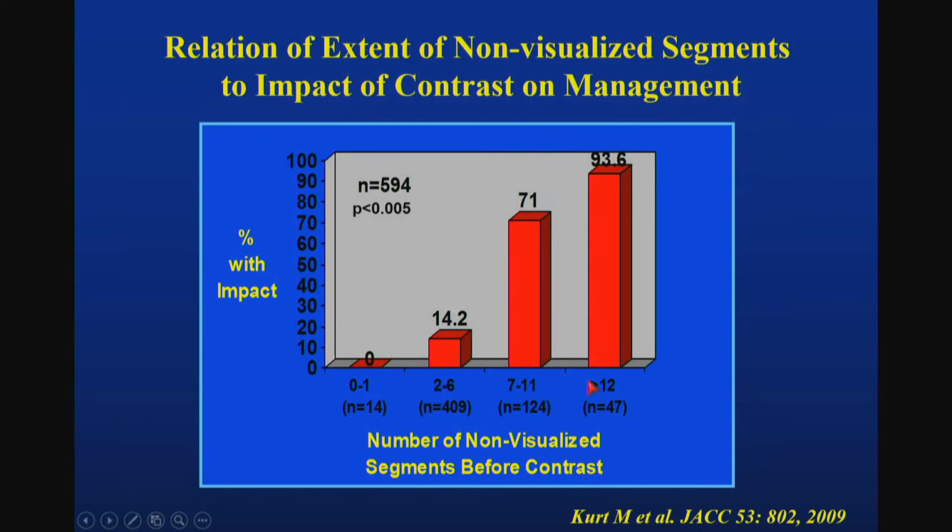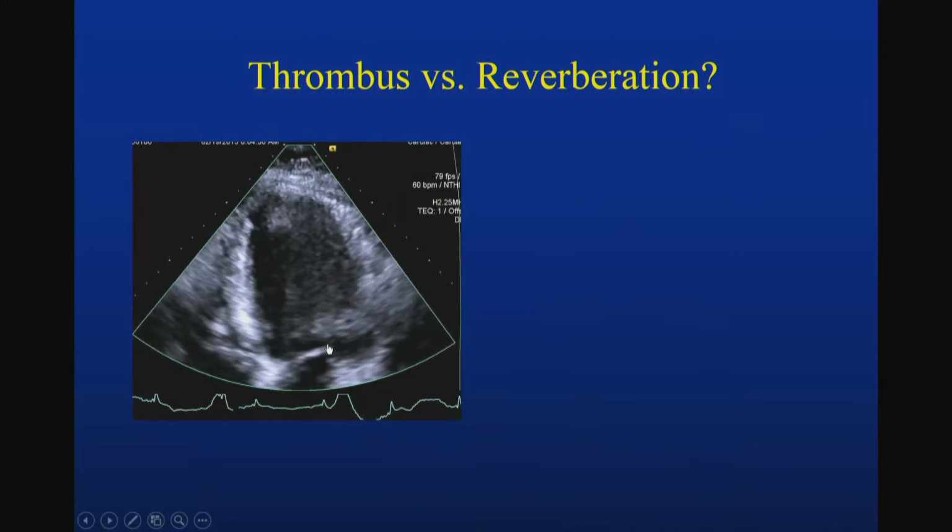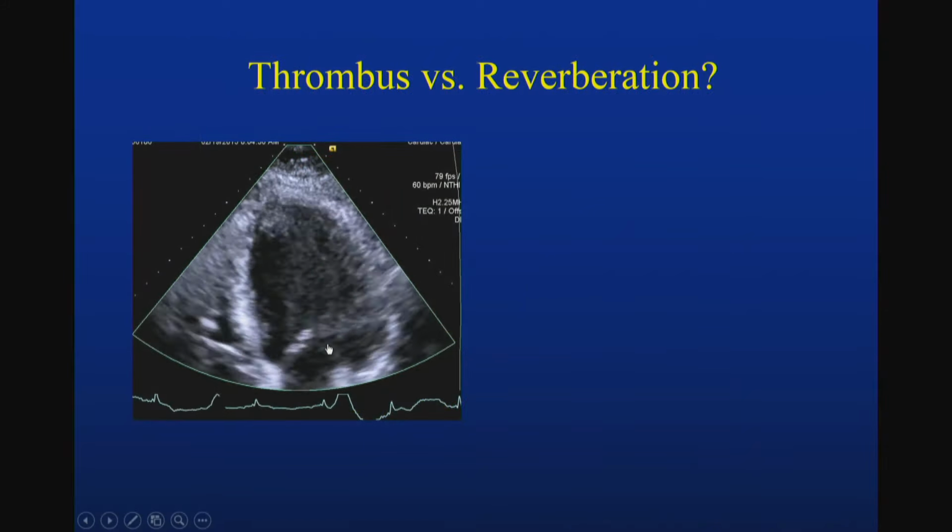Now I also asked Dr. Kurt to do this analysis, which made sense. If I had 2 to 6 segments not seen, 7 to 11 segments not seen, greater than 12, the impact is almost 100% if I don't see anything. And it's less and less if I see more and more of the ventricle. Okay? And let's take some examples here.